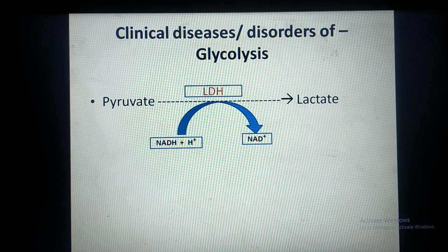The cell tries to regenerate NAD by converting pyruvate into lactate with the help of enzyme LDH. So lactate formation increases because pyruvate is diverted for lactate synthesis. The aim of this step is to regenerate NAD.